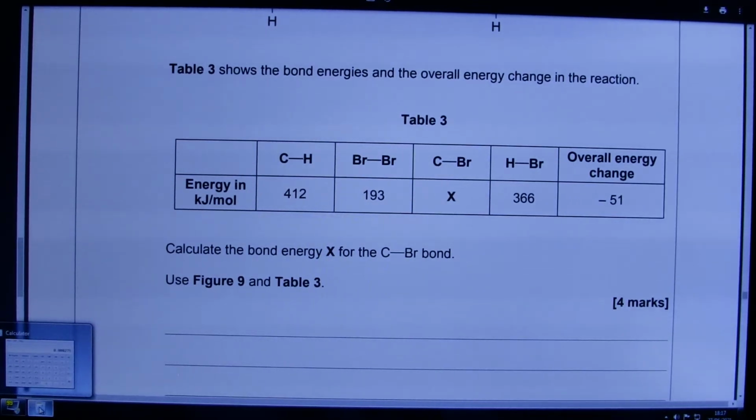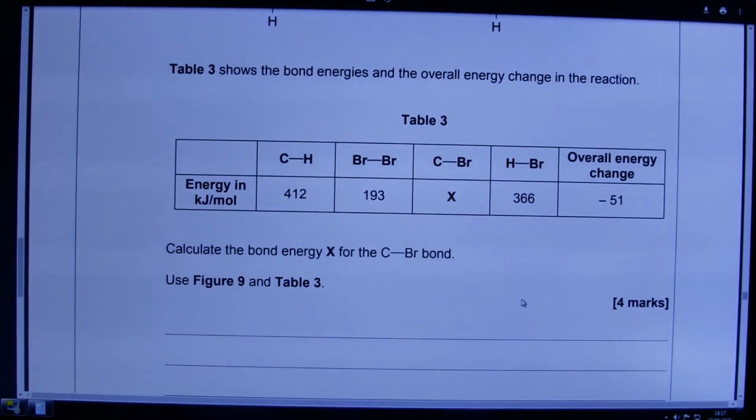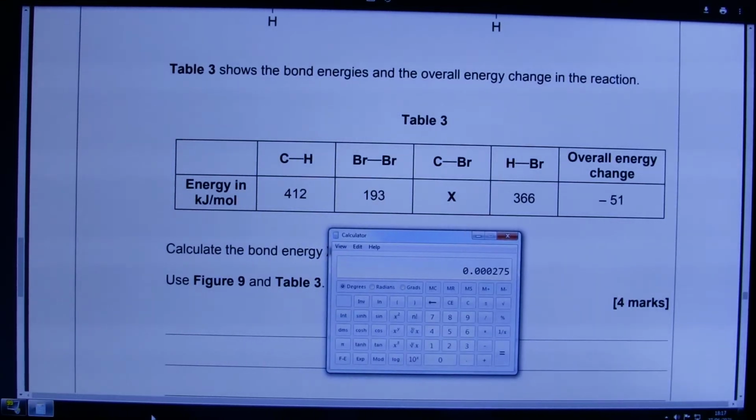412 plus 193 minus 51 equals X plus 366. 412 plus 193 minus 366 minus 51 equals X. 188.